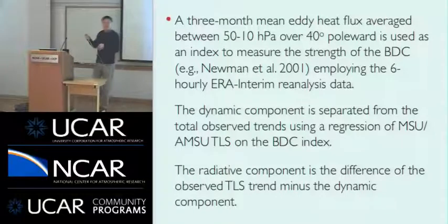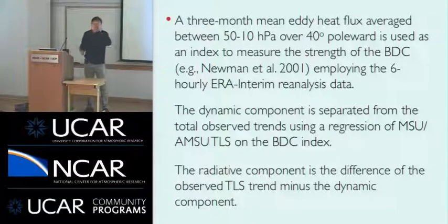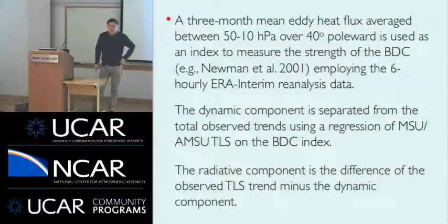Since people are asking, one thing you can question is the rationale for using the EP flux, I'm sorry, the heat flux, or the vertical component of heat flux from 40 degrees poleward, as an index of the BDC. They ought to be related somehow, but it's not theoretically clear that there should be a one-to-one correspondence. You could try to go at it by downward control or something like that.